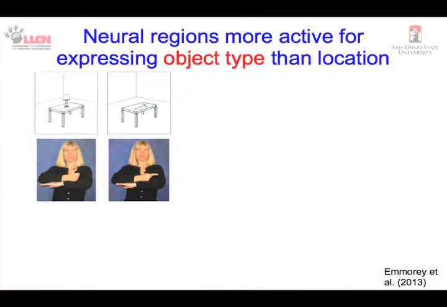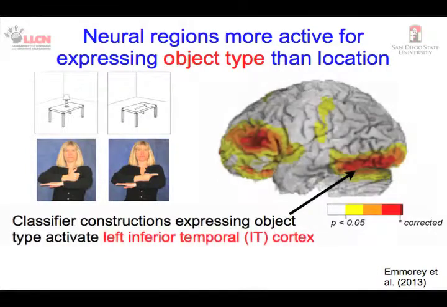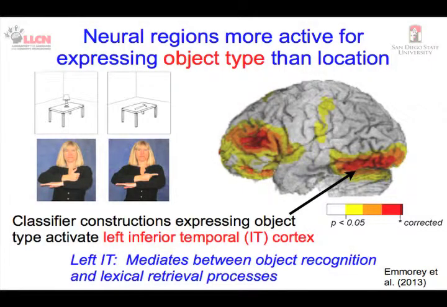Okay, so what about the other thing? What about now we're not looking at location, but we're looking at the object. Now we find language regions engaged. One is this region I was telling you about before, this inferior temporal cortex region. This is the region that we know is engaged in object analysis, recognizing objects. It's left lateralized, so it mediates between object recognition and retrieval of the correct hand shape, the correct classifier morpheme.